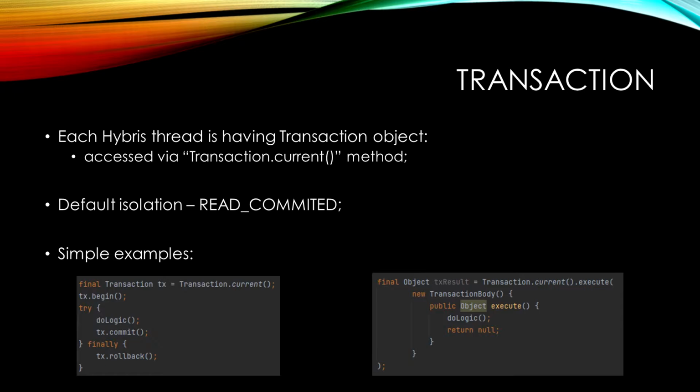For each Hybris thread, there is a transaction object. It is accessed with the transactions current method. By default, Hybris transactions are using read committed isolation level. Here you can see two simple examples for transaction management.